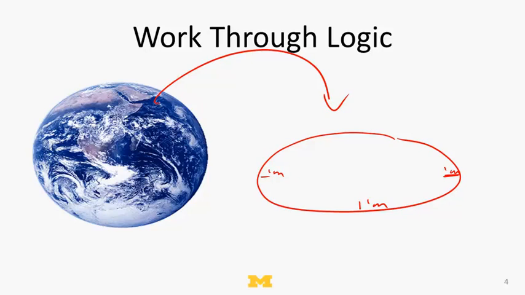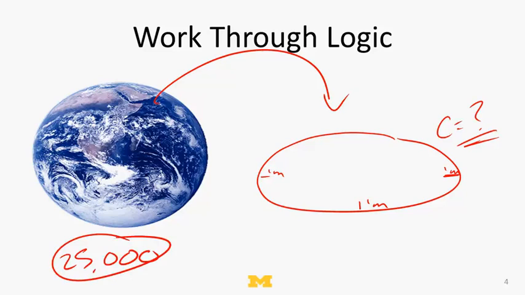Well, now I'm going to ask the question, what should the circumference of that rim be? How big around does that rim have to be, assuming, let's simplify it, that the Earth is 25,000 miles around the equator? How big around does that rim have to be if I want 1 meter of clearance all the way around? Think about it.